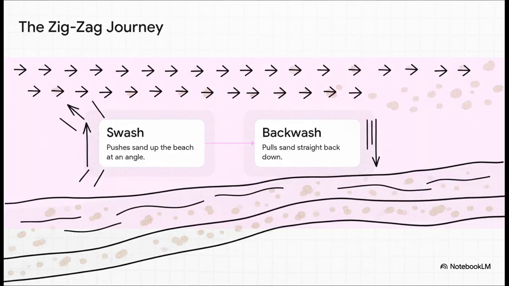And here's where it all clicks. Angle up, straight down. Angle up, straight down. Now, just imagine that simple little dance repeated millions and millions of times with every single grain of sand. What you get is this constant zigzag journey. And that right there is our conveyor belt in action, moving tons of sand down the coast.